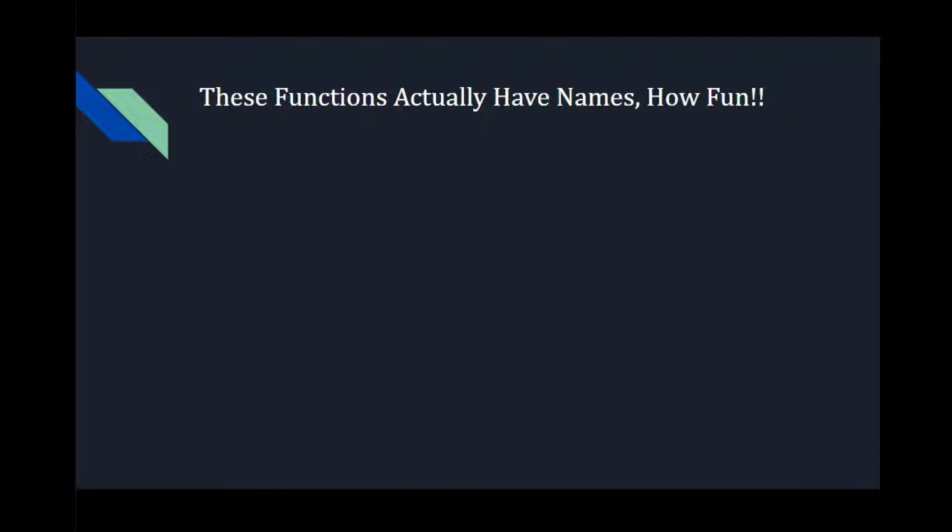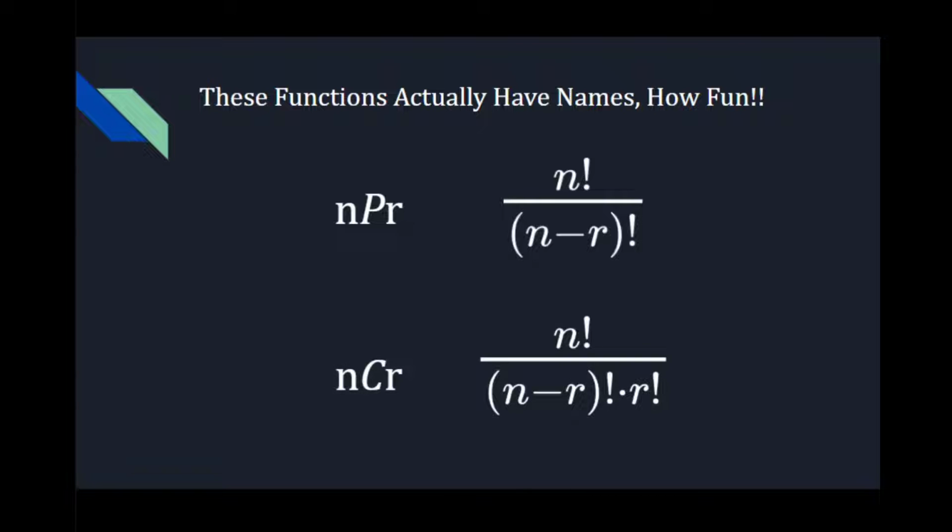We've just derived 2 very important functions. They have names. The first one we found was called the permutation function, or n permute r. That's the n factorial over n minus r factorial function. The second one we found was the combination function, or n choose r. That was the n factorial over n minus r factorial times r factorial.